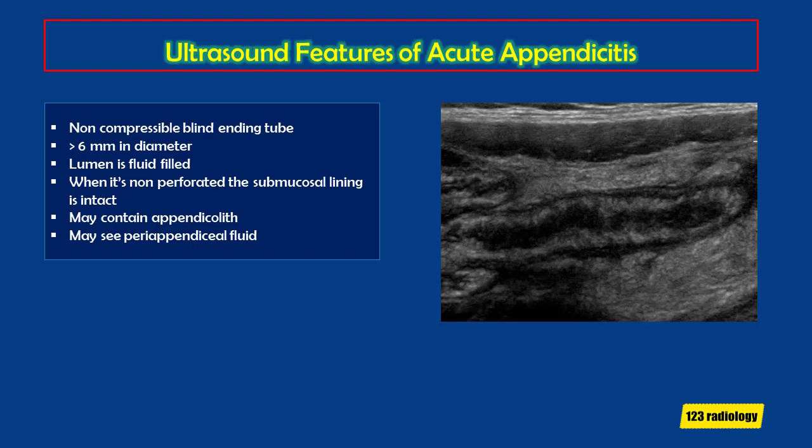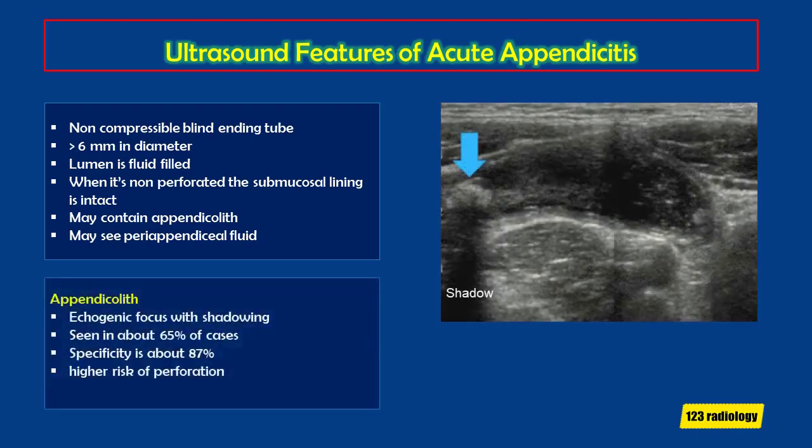This is a case of acute appendicitis. As you can see, this is a blind ending tubular bowel structure that arises from the cecum. This is the echogenic submucosa. If you see that intact, the appendix is likely non-perforated.